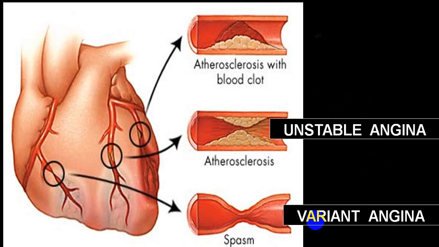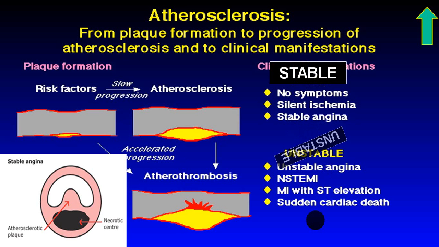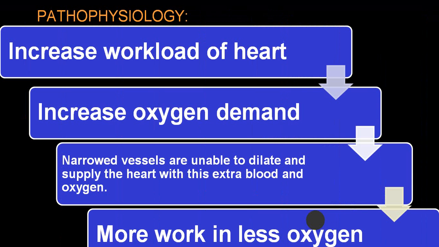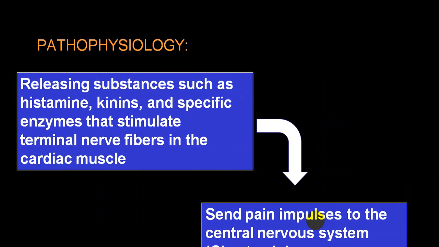Vasospasm, total occlusion, stable plaque, unstable plaque, what it will result in, we already discussed before. Increased blood load, increased oxygen demand, narrow blood vessels, more work with less oxygen supply. So demand is more, supply is less. Anaerobic metabolism, accumulation of lactic acid, which will have an effect on cell permeability, and there will be release of substances like histamine, kinins, we call bradykinin, etc., which will stimulate the nerve fibers and result in pain. And that pain we describe as anginal pain.